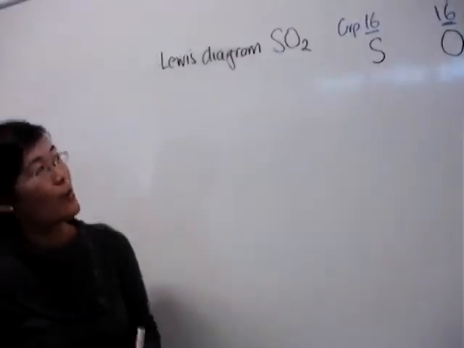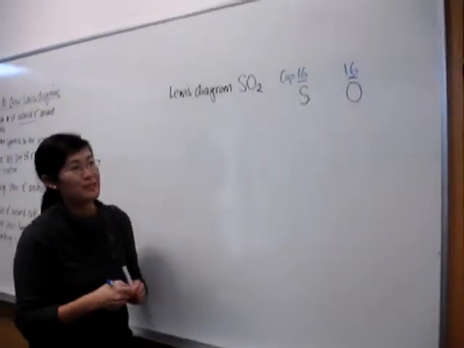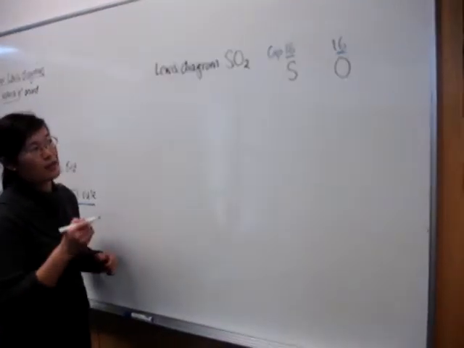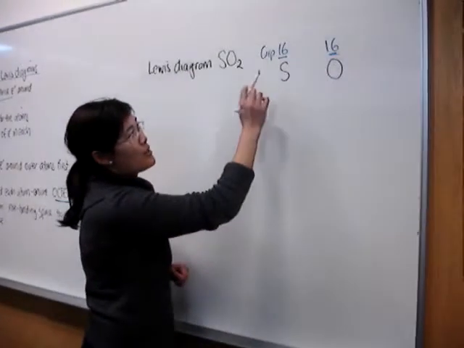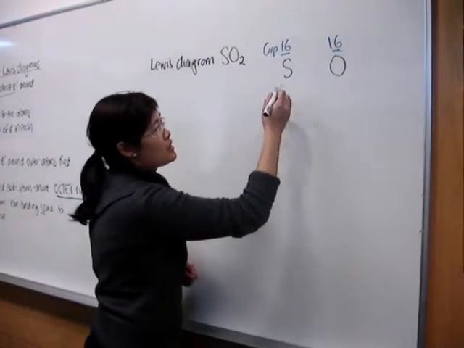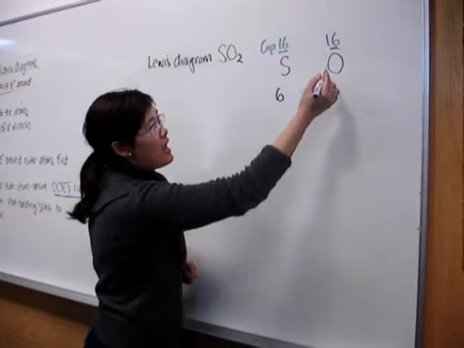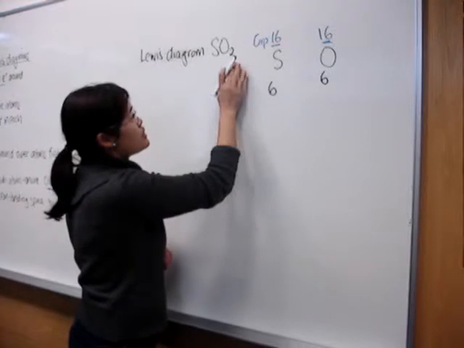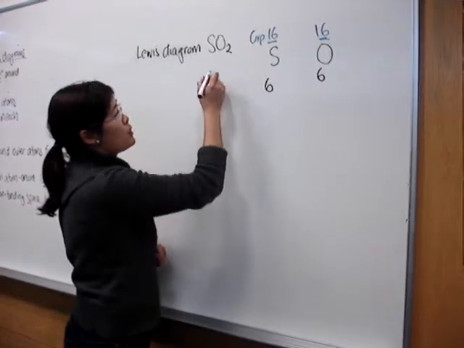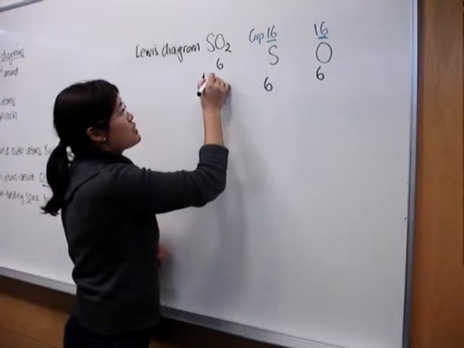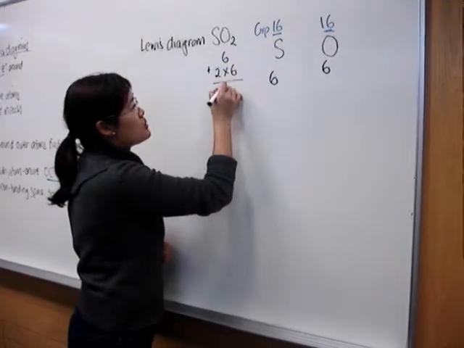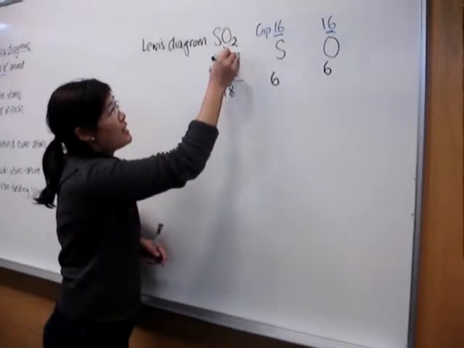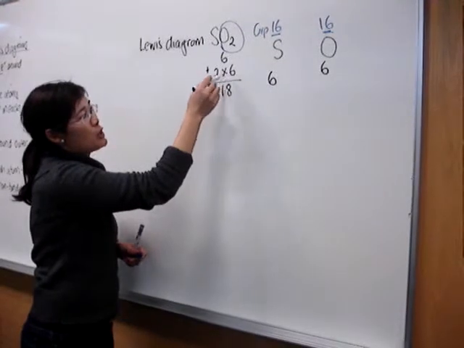As an example, we're going to draw sulfur dioxide. The first step is to count the number of valence electrons for this molecule. We know that sulfur is in group 16, so it has 6 valence electrons, and oxygen is also in group 16, so it has 6 valence electrons. So the total number of valence electrons for this molecule is 6 plus 2 times 6, which equals 18. This is because there are 2 oxygens here, so we need to multiply 2 by 6.